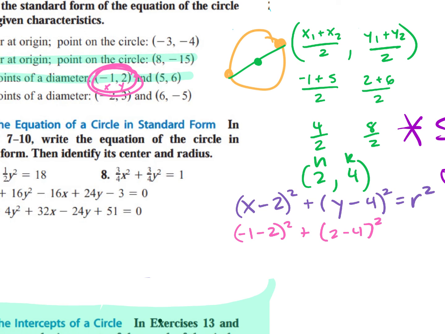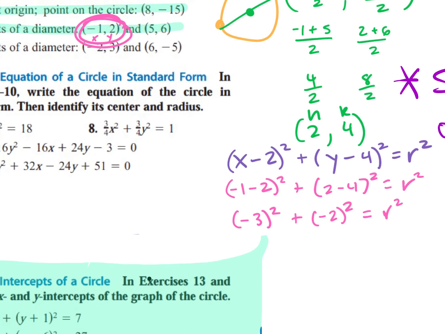I'm using this one. So this would be negative 3 squared plus negative 2 squared is equal to r squared. So 9 plus 4. So r squared would be 13. So I'm just going to plug that into my formula up here, and we get 13. So this is my standard form.